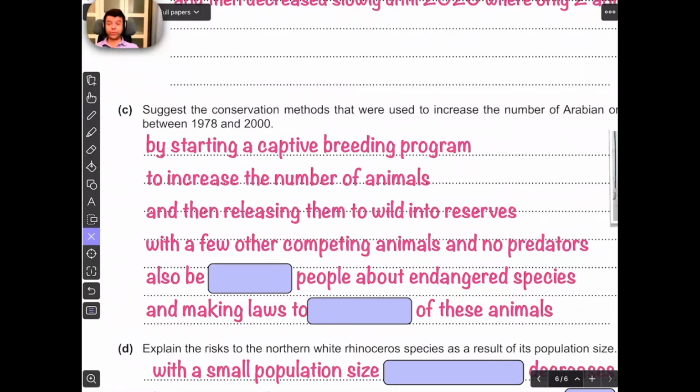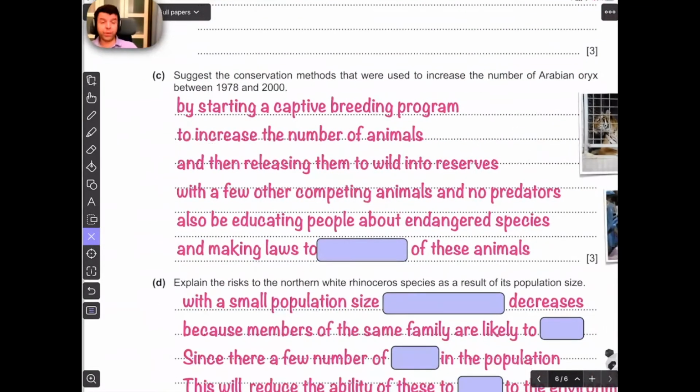Also, what can we do? Also, we could raise awareness. That's like the best investment. You educate people about the importance of those endangered species, because if people realize how important these animals are, then they would actually protect them. Okay? We could even force this to happen. We can enforce laws. We can fine people or put people in jail for those who hunt those animals.